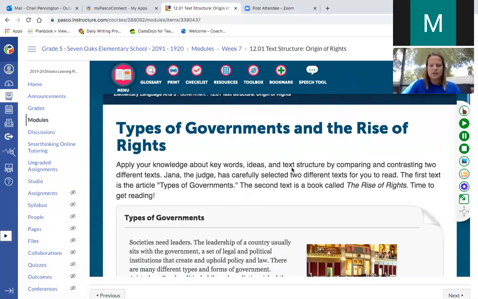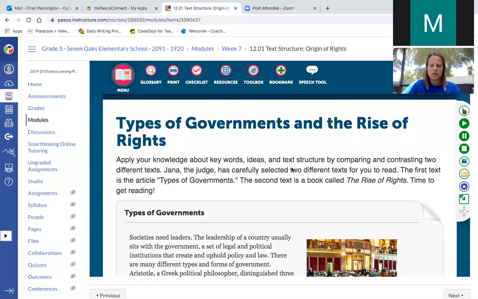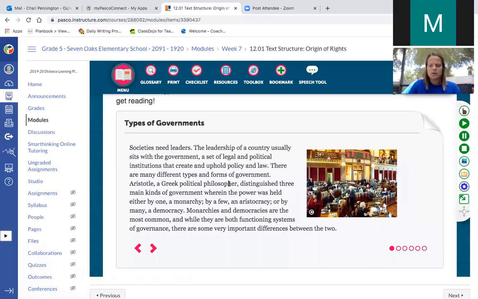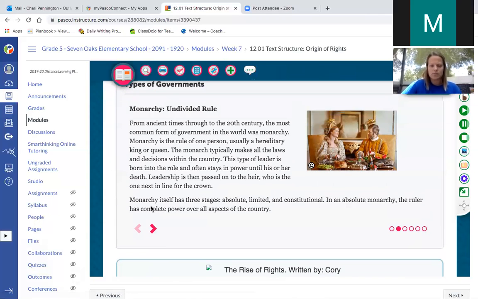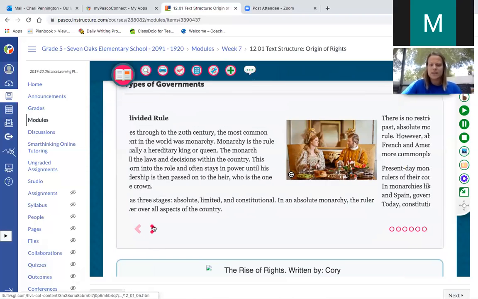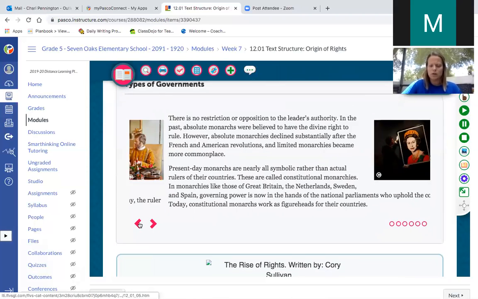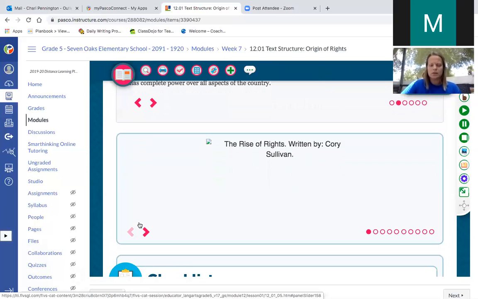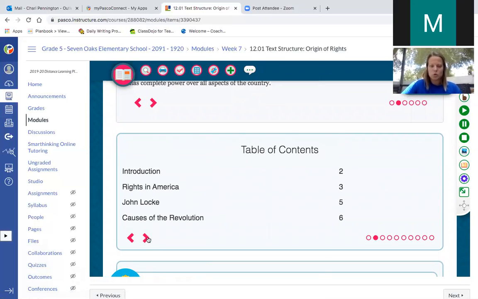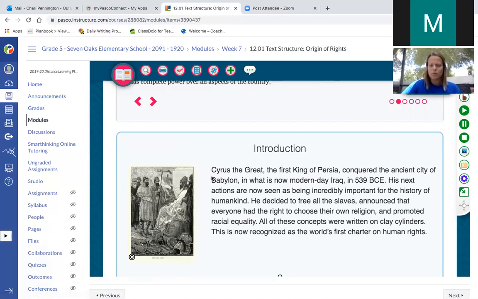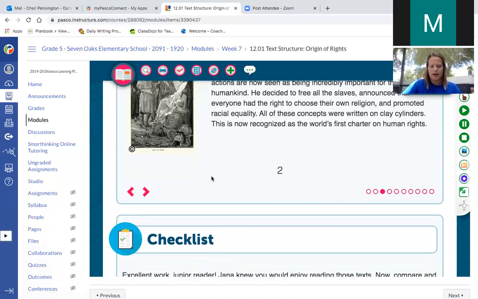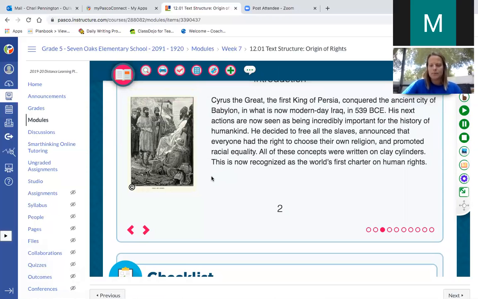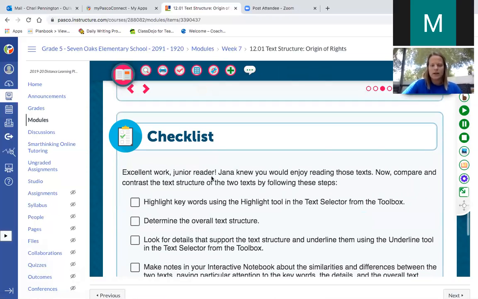All right, on this, it's talking about the types of governments and the rise of their rights. So make sure that you are clicking through every single slide and reading it, taking some notes as you're doing that as well. Now down here, it's not loading, but there is a story right here. Make sure you read that, okay? It's not very long.